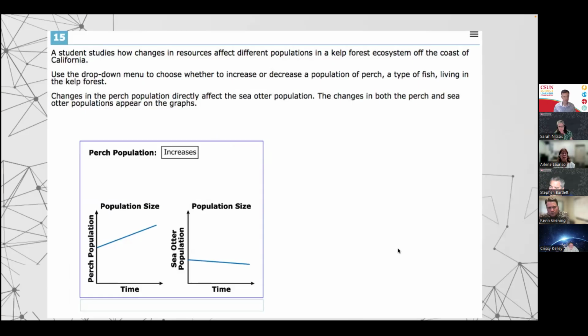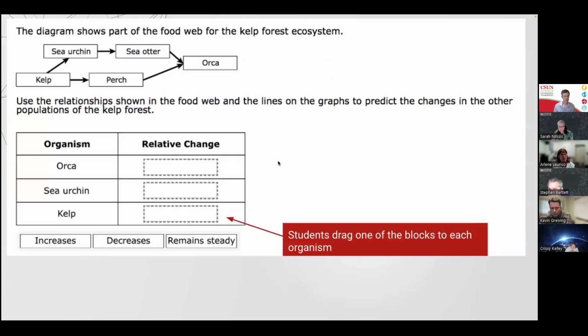So in this example, and we're going to look at the discrete items first. We're talking about perch, a type of fish. A student wouldn't need to know anything really about the perch because all the information is given within the question. They know it's a fish living in a kelp forest. Then it's given this diagram, which they can actually manipulate. They investigate a little bit and then go on to answer the question.